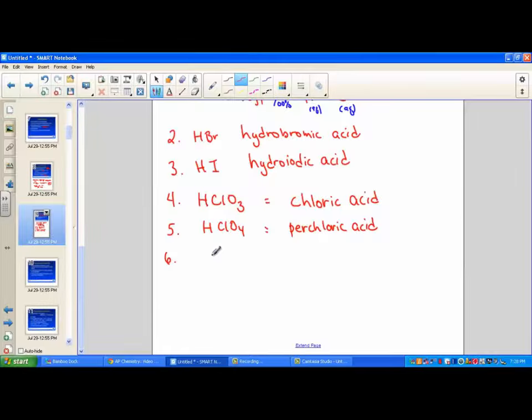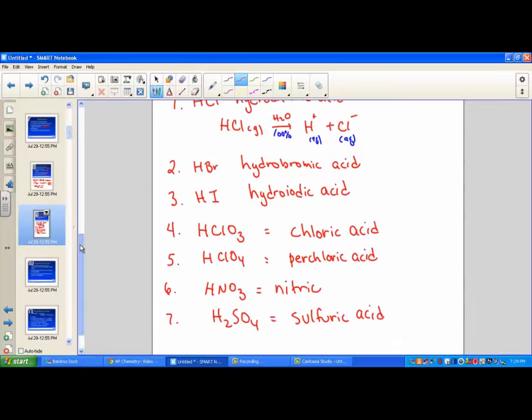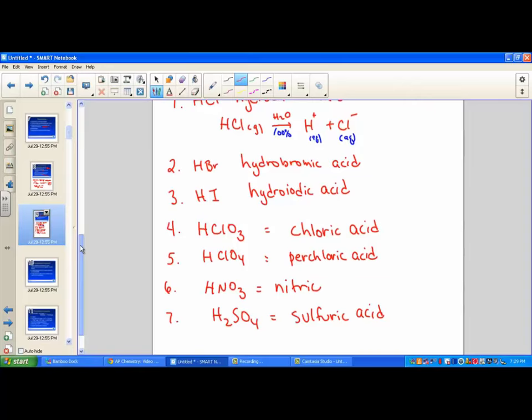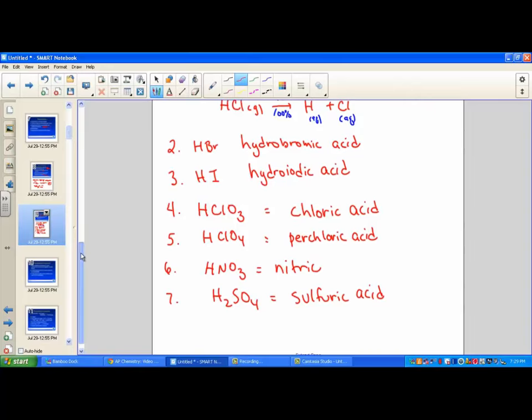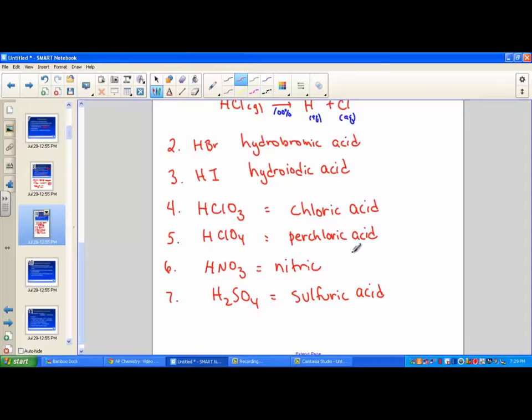The sixth acid that's considered strong is nitric acid. And the last one is a diprotic acid, sulfuric. From the polyatomic sulfate, we have sulfuric acid. HCl, hydrochloric. HBr, hydrobromic. HI, hydroiodic. HClO3 is chloric. HClO4, perchloric. HNO3, nitric acid, and the last one, H2SO4, sulfuric acid.